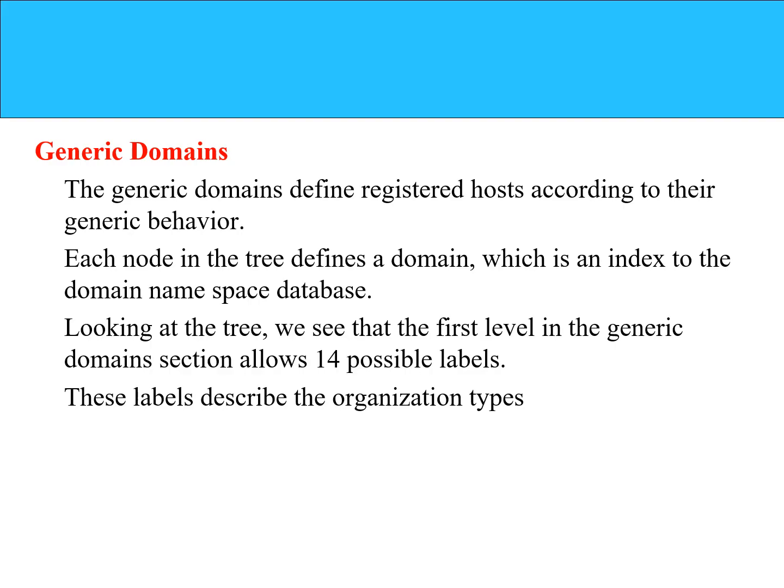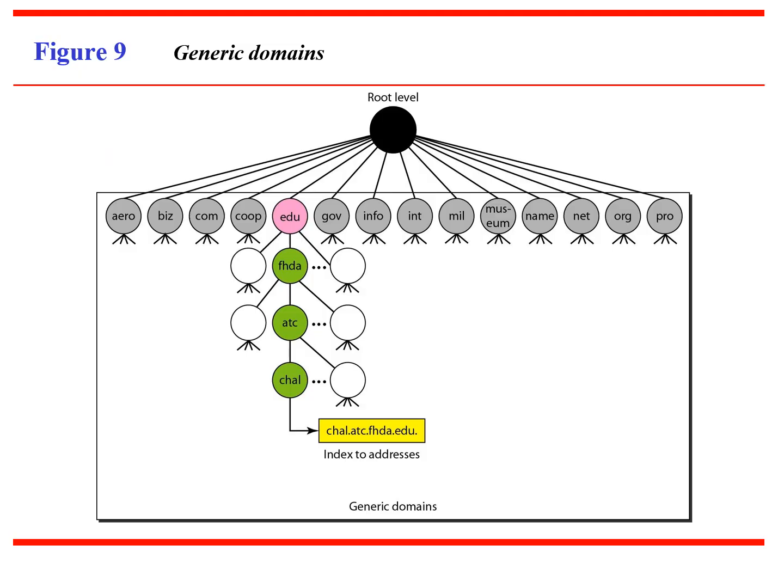So coming to the generic domain, we have various types of URLs. It could be aero, biz, com, coop, edu, gov, info, int, mil, name, net, org, etc. So we have different types of server addresses.